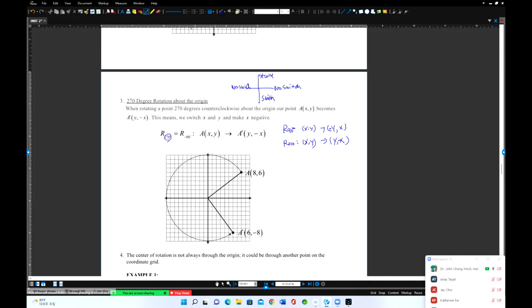270 from here, or you can use negative 90. Negative 90 is clockwise, the same terminal line. Same terminal side.